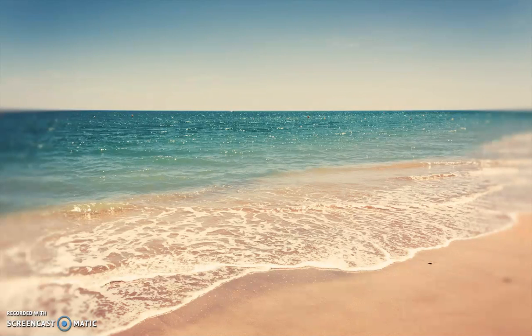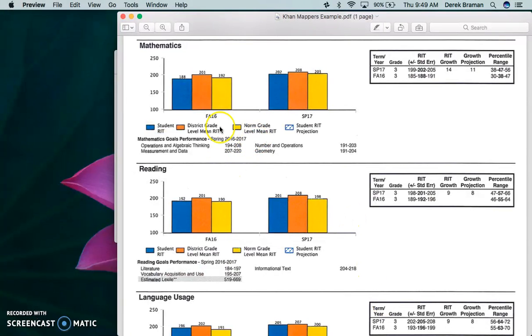If you were in 2nd to 5th grade this year, or if your student was in 2nd to 5th grade this year, they would have received back a MAP report from some of the MAP testing that we've done throughout the year. And we'll take a look at an example. This is what it may have looked like. This is a 3rd grade example.